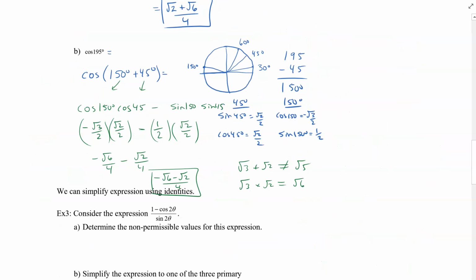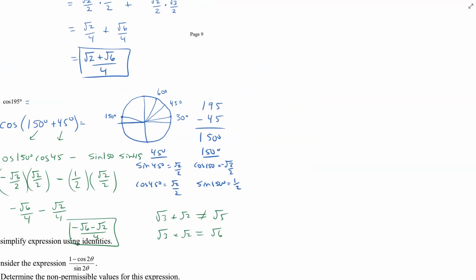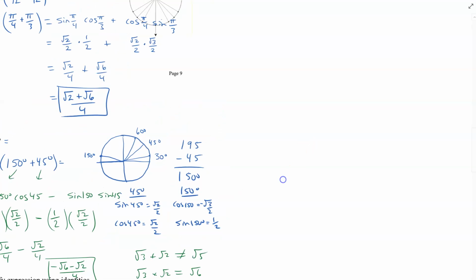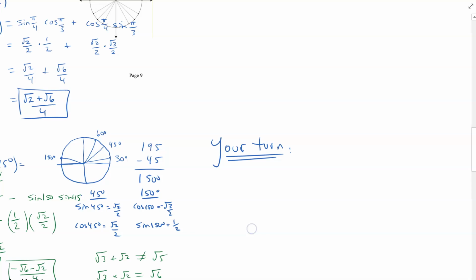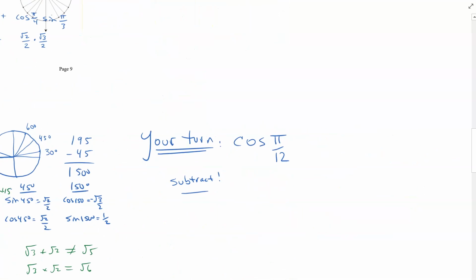Okay. There isn't a your turn on here, but I'm just going to add one. I'm going to make one up for you. Here's a your turn. Can you find the exact value for the cos of pi over 12? I'm going to give you a hint on this one. I think you're going to have to use one of the subtraction formulas. So far we have always added, right? So you're going to have to use a subtraction. See if you can give that a shot, and I'll come back in the next video and show you what I got for an answer.